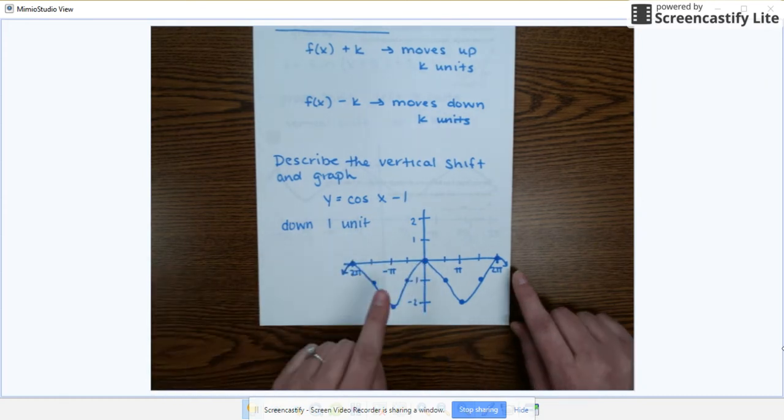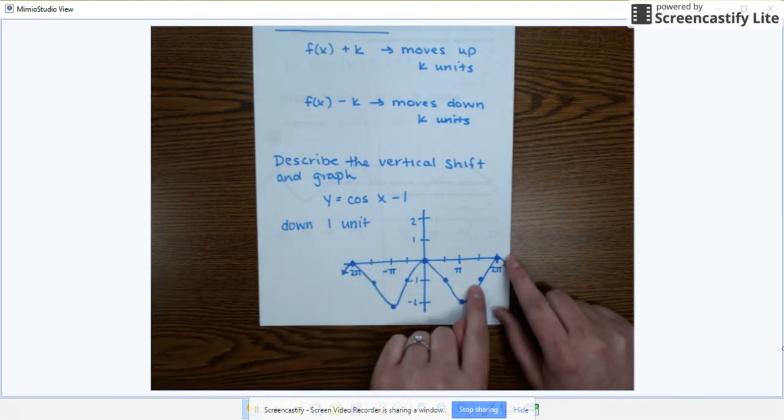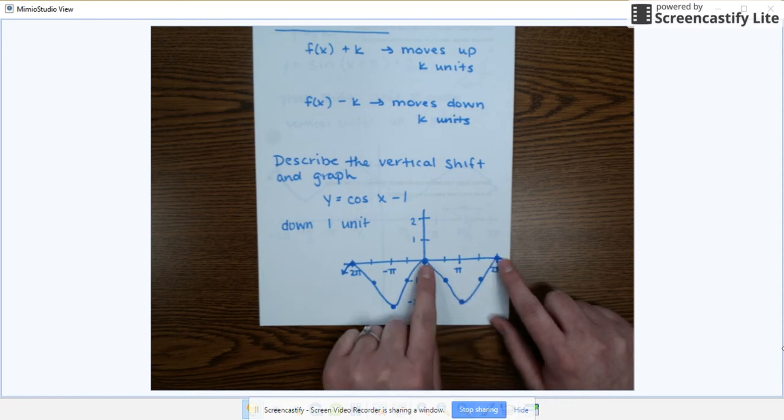Again, period's still 2 pi, so we go from 0 to 2 pi. That gives us one cycle, and we could go 0 to -2 pi for a cycle as well.